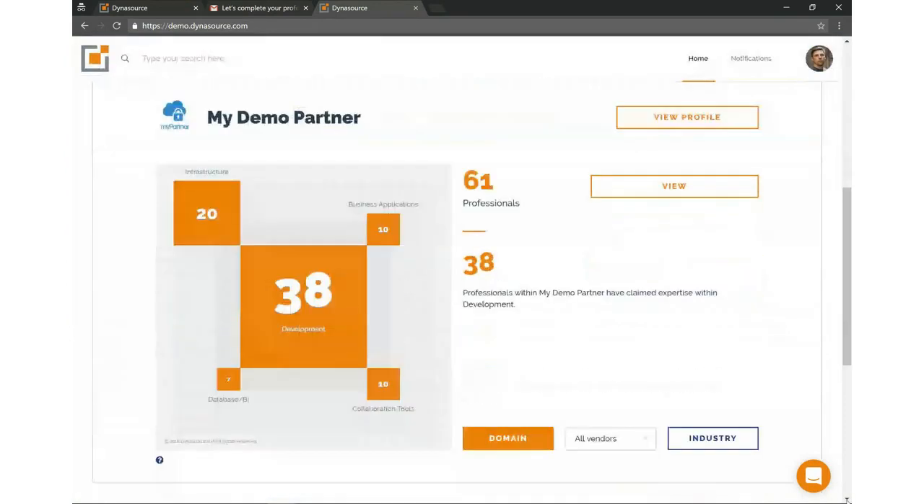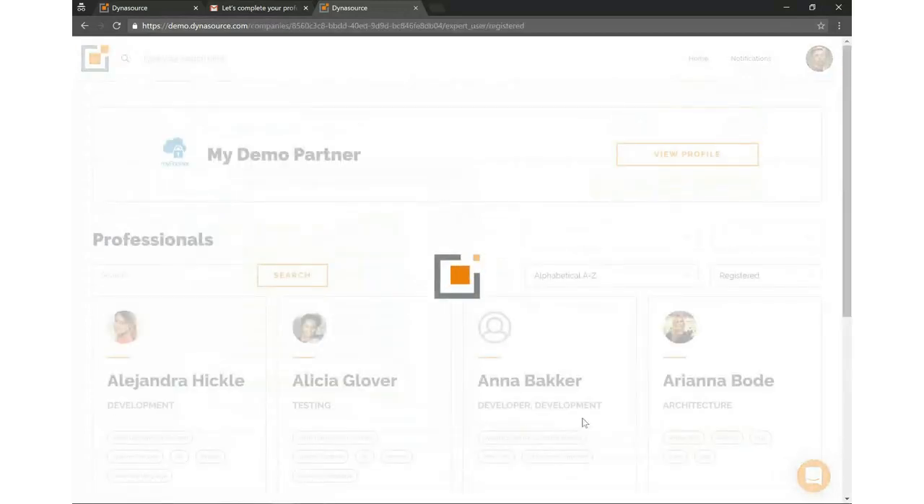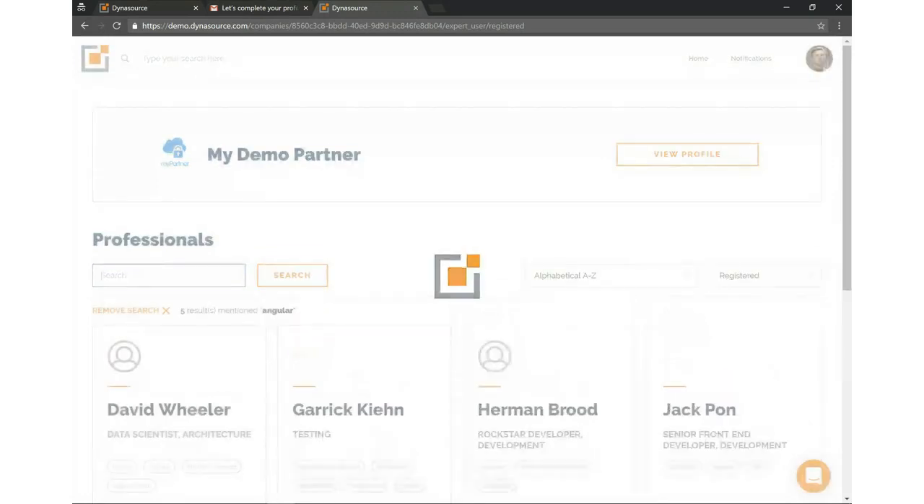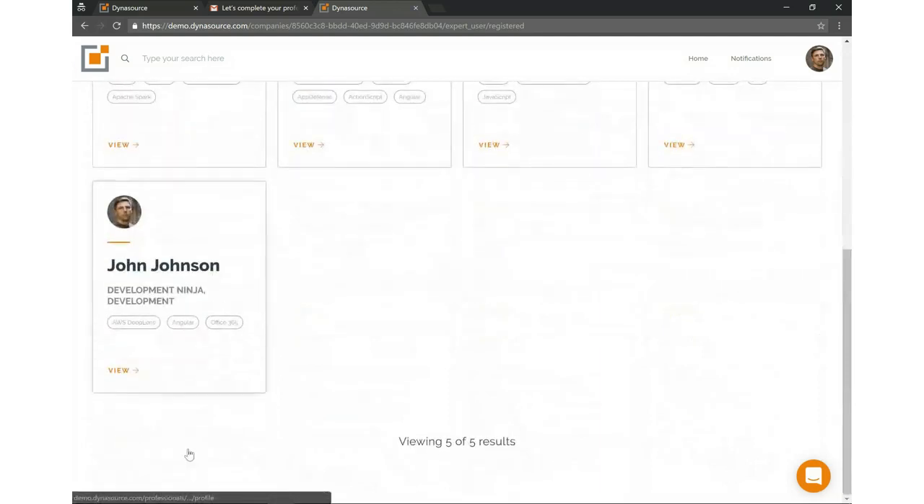As you can see, some things changed here. There are 61 professionals now. I can view the professionals here, and I would be able to see my profile if it loads. And the last thing that I want to show you afterwards is how John Johnson can make his profile invisible to others. So how you can close it down. Just to give you an idea, the search, I think we added Angular. A couple of people amongst which John Johnson.